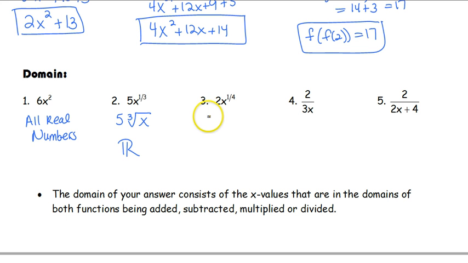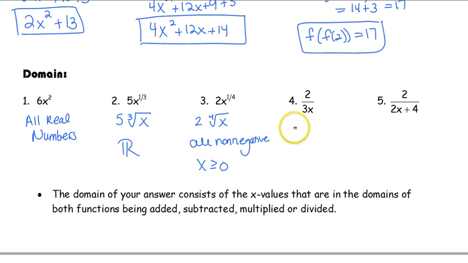We look at number 3. We've got 2 times the 4th root of x. Can I plug in 0? Yes, I can take the 4th root of 0. Can I do fractions? Yes. Can I do positives? Yes. But I can't have negative numbers because I can't take even roots of negatives. So this is all non-negative, which means we're just going to write x is greater than or equal to 0. It can be 0, it just can't be negative.